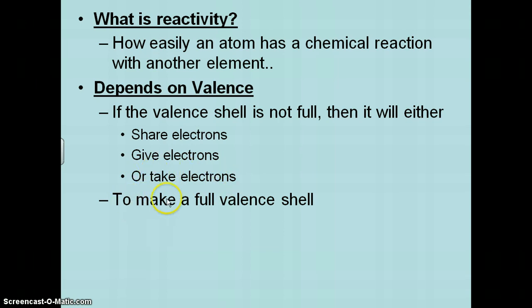And when they work together, they are trying to achieve a full valence shell, which, remember, the first level is 2, and the second and third levels are 8. And for any level after that, it's also 8. So let's look at an example here.